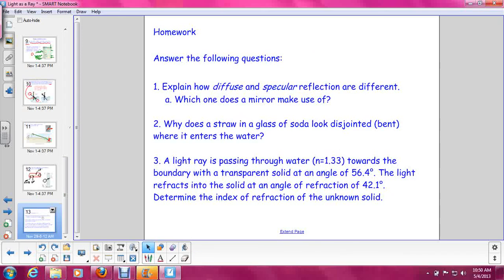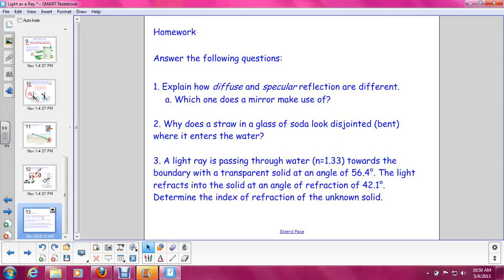So now you're going to get some practice with it. Your homework is to answer these questions. Number 1, explain how diffuse and specular reflection are different, and which one does a mirror make use of? Number 2, why does a straw in a glass of soda look disjointed or bent where it enters the water?